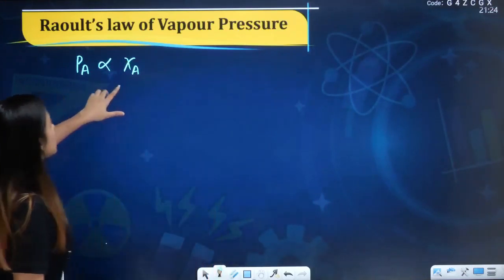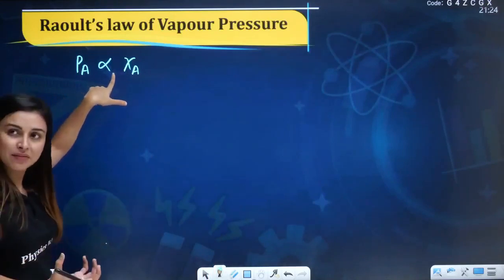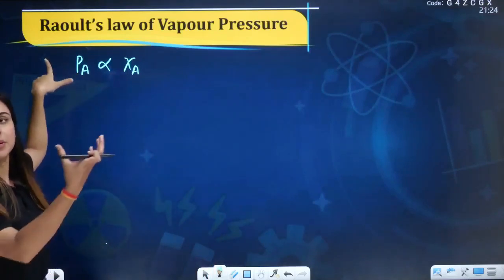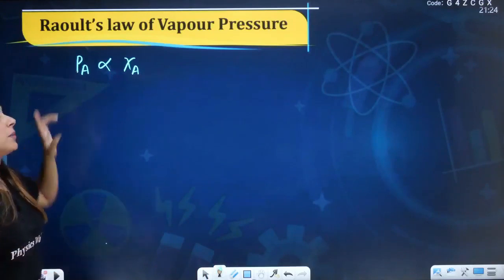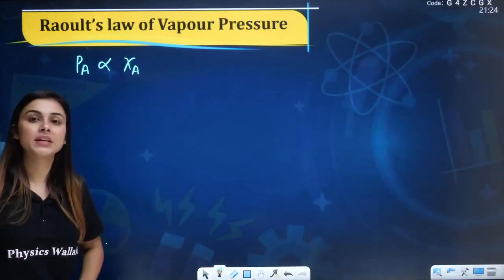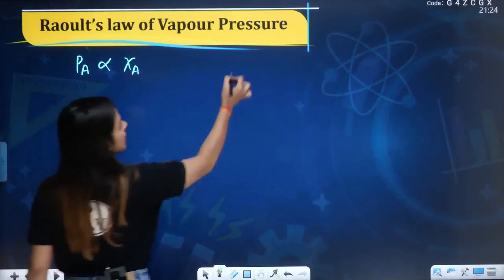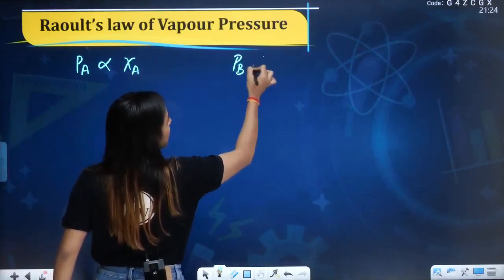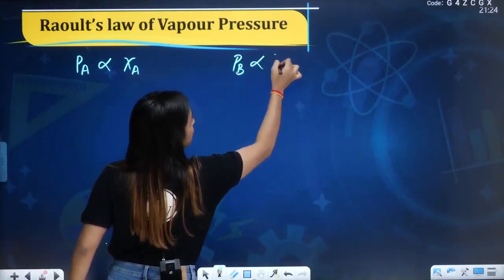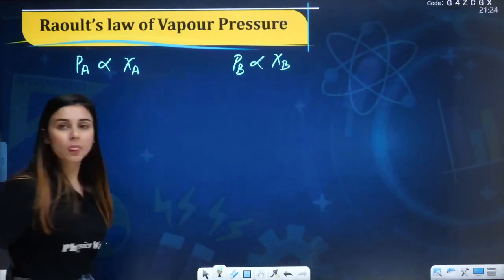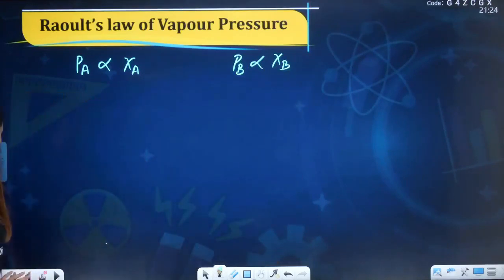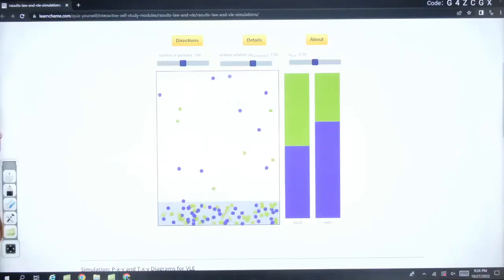So this means that the more a solution has of a component, the more vapors will be formed, and the more the partial pressure of that particular component in the solution will be. If you have understood this, the same holds for PB: it will be directly proportional to the mole fraction of B, right? Yes.